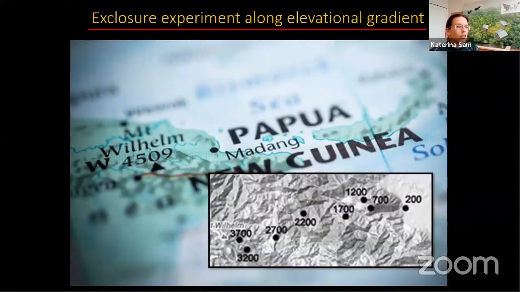And because there were many problems in this meta-analysis, and we saw that the experiments which are so far available are not very comparable, there is an effect of the length of the experiment on the results, and the mesh size affected the results. We decided to work by ourselves, to try to make a standardized method at a large scale, and we worked in Papua New Guinea along the elevational gradient of Mount Wilhelm, which is the highest mountain of the country.